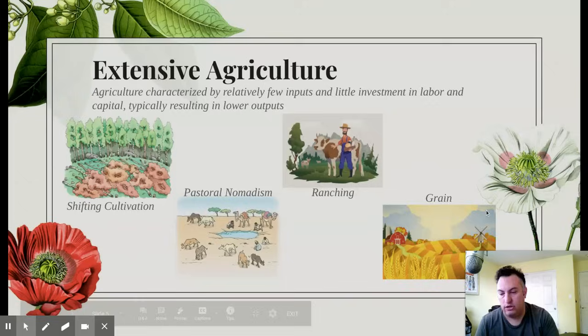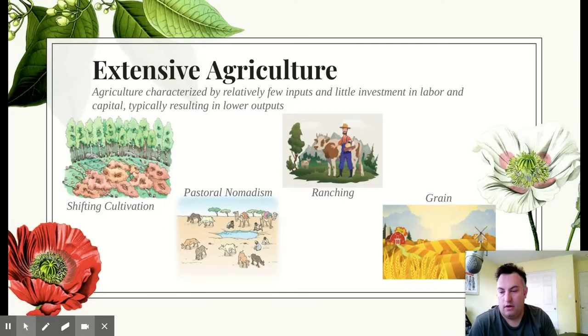Okay. Now, I also mentioned extensive agriculture. In extensive agriculture, this is agriculture characterized by relatively few inputs and investment in labor and capital, typically resulting in less output. We're going to be able to make less stuff if we're farming extensively, but we're typically going to have a larger land area to work with. Okay. There's 4 types of agriculture that fit under this umbrella.